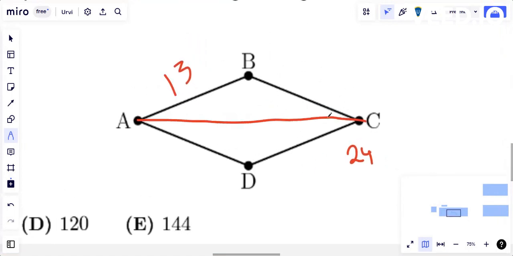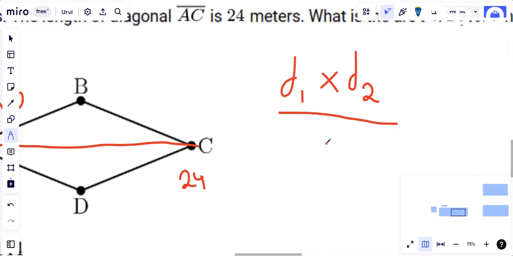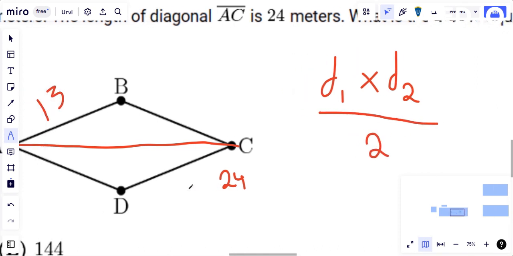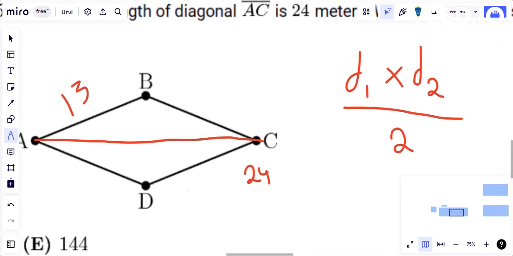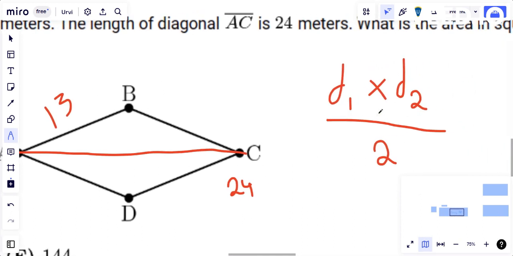Now, to do that, let's review the formula. It's D1 times D2 divided by 2. That is the formula to find the area of a rhombus. So what we're going to do is diagonal 1, which we know is 24. So let's just substitute that. Erase that and just substitute it with 24.